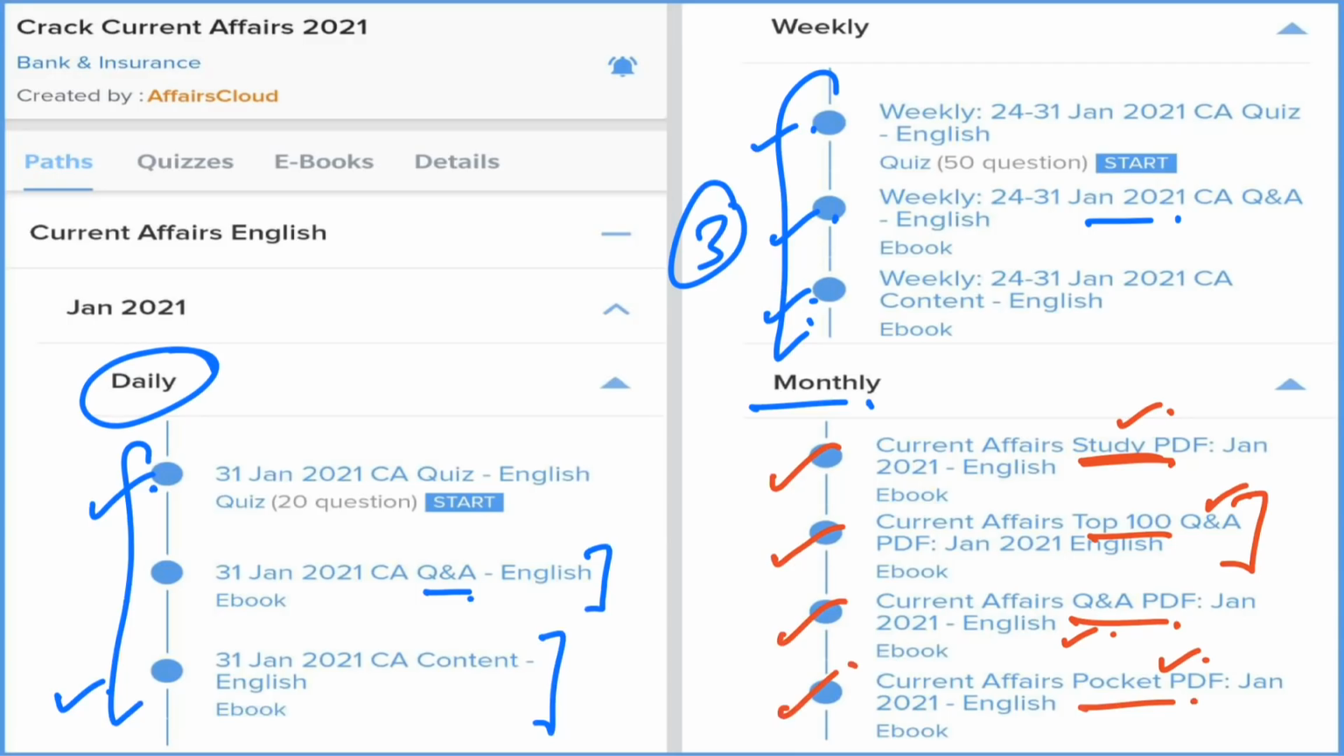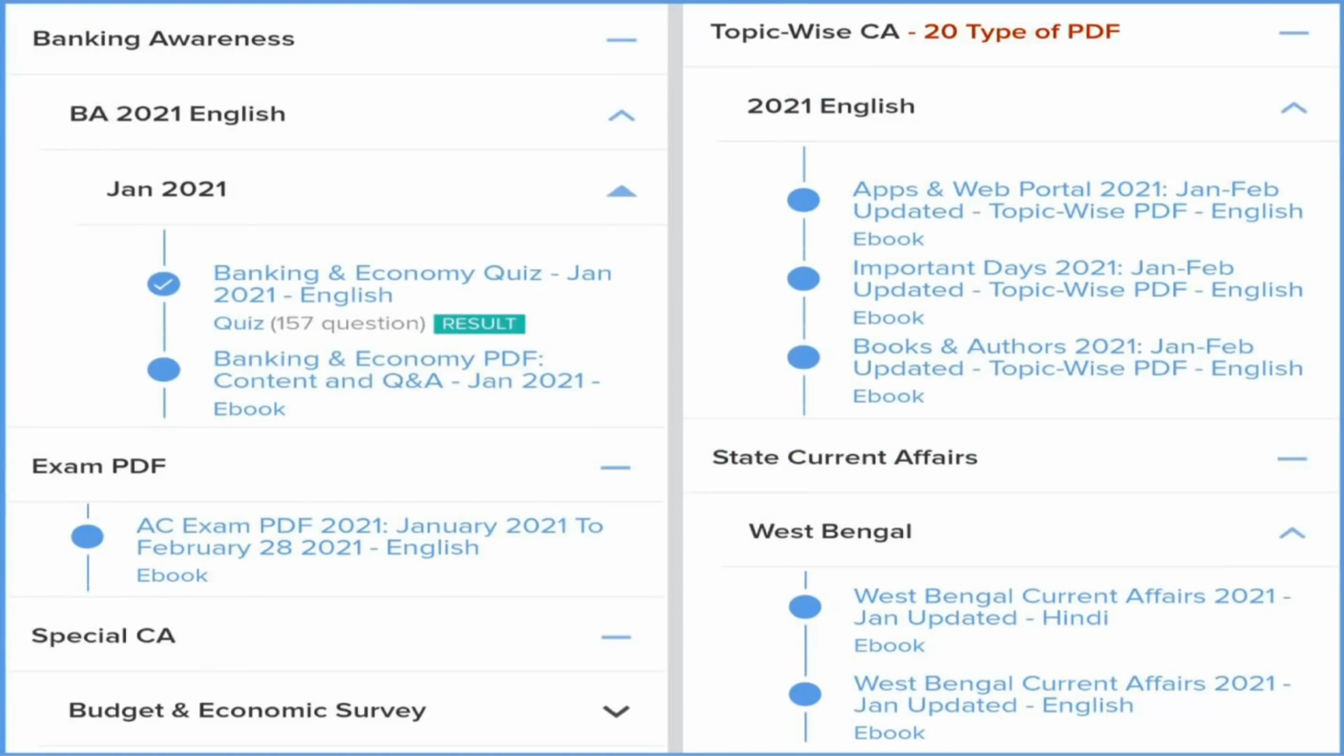So guys, this is the section of the daily, weekly and monthly current affairs, but we are providing so many sections especially for your exams. Like we are providing topic-wise current affairs. It means we are providing apps and web portals for 2021, important days of 2021, books and authors, national current affairs, appointments, sports, so that you can revise a particular section for your exam very easily. So we are providing 20 types of PDFs under this subscription.